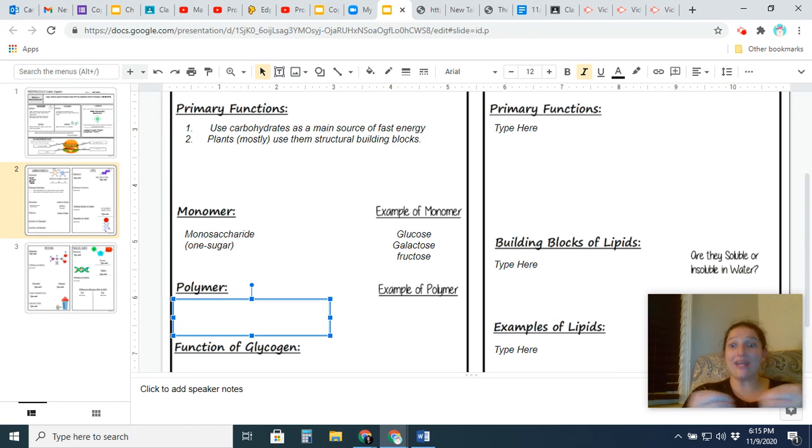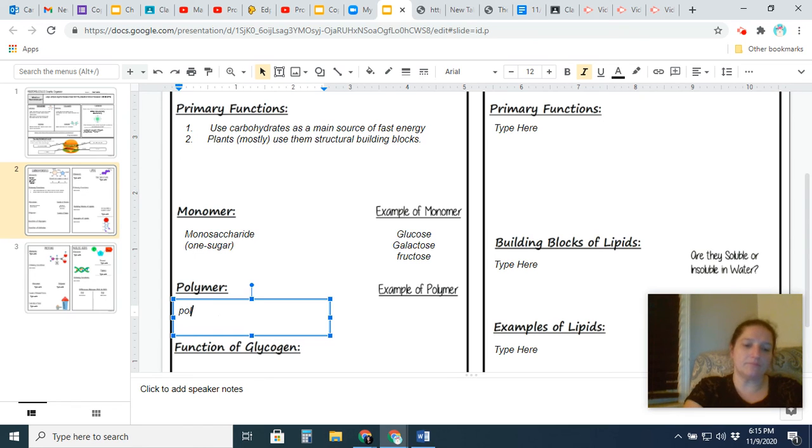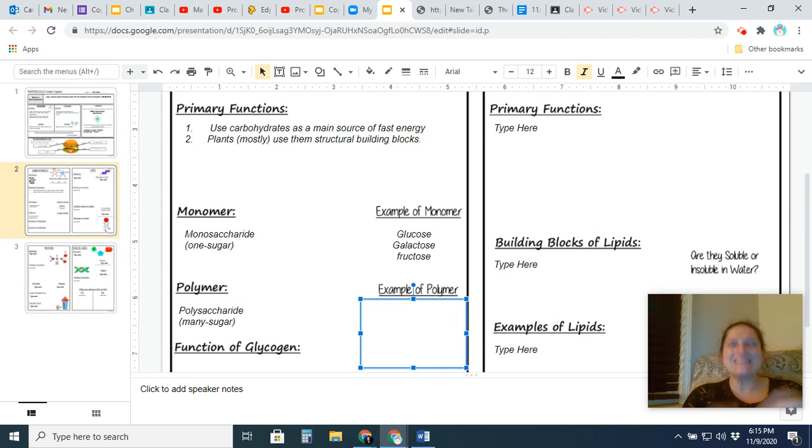All right, so polymers. Polymers are, again, these chains of the monomers. The polymer for a macromolecule carbohydrate is a polysaccharide. And what this literally means is many sugars. So the prefix poly means many, and saccharide still means sugar. Okay, so you have many sugars, and we kind of know this because we know that a polymer is a chain of monomers. It's going to be many of these sugars.